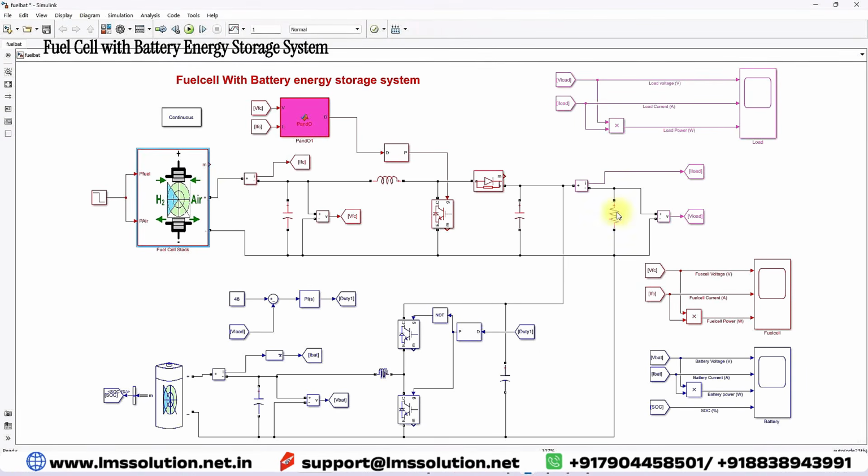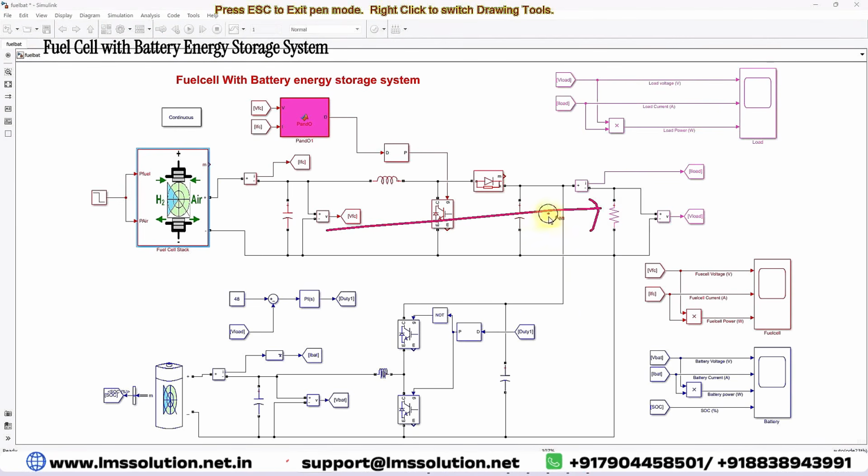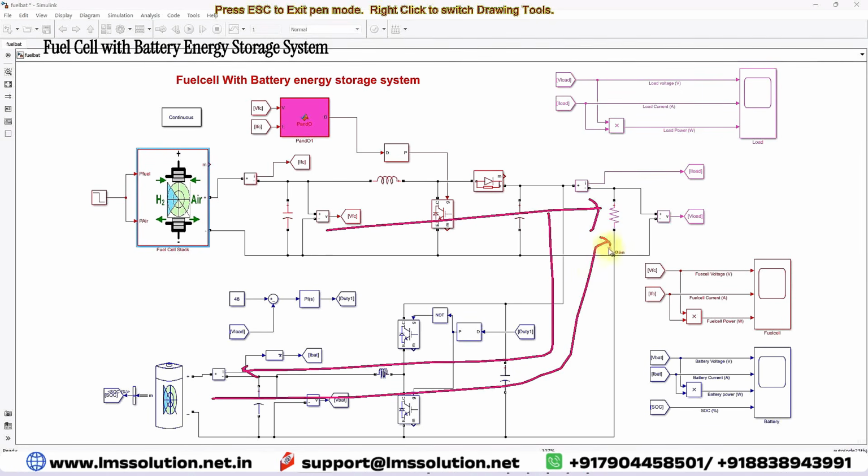Then it can supply the power to the DC load, and the excess power can be used to charge the battery. When the pressure of fuel and air is reduced, the power generation from the fuel cell is reduced. During that time, the battery will supply power to the load in order to maintain the power balance in the system. So this system will always have power balance. That means the source power is always equal to the load power.